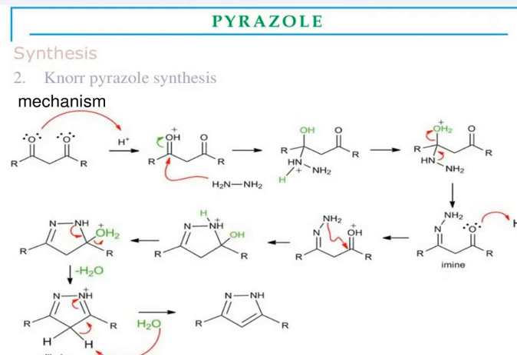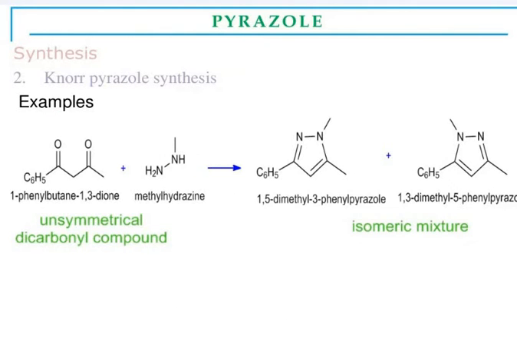In tomorrow's class we will discuss this point also. So you can see the pyrazole synthesis, another example, an unsymmetrical dicarbonyl compound. You will get the isomeric mixture: 1,5-dimethyl-3-phenylpyrazole and 1,3-dimethyl-5-phenylpyrazole.